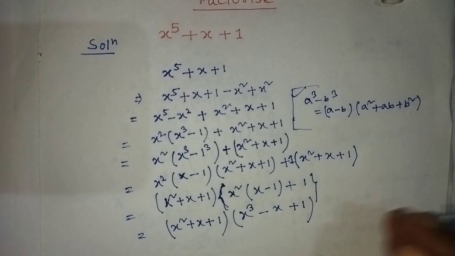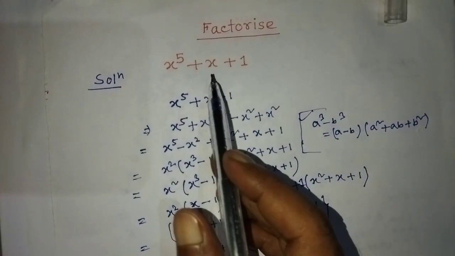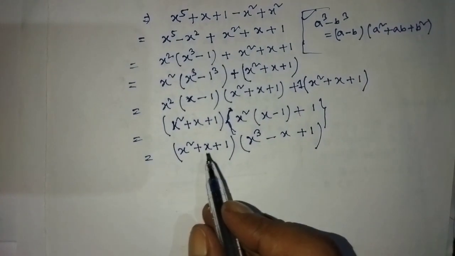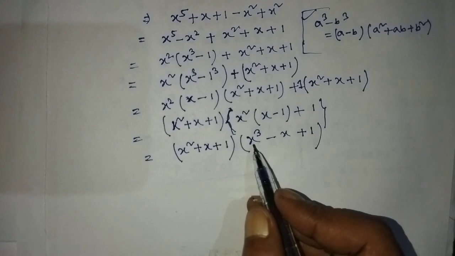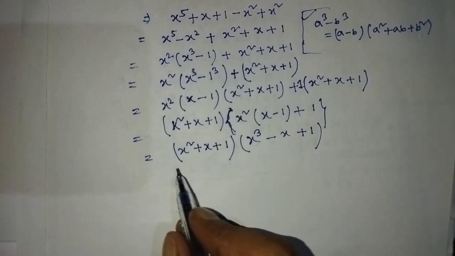So student, if you factorize x to the power 5 plus x plus 1, then we get x square plus x plus 1 into x to the power 3 minus x square plus 1. So this is our final answer.